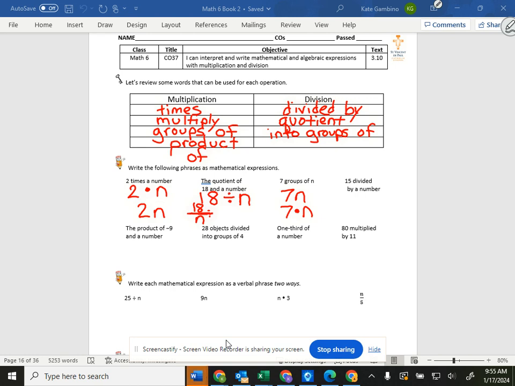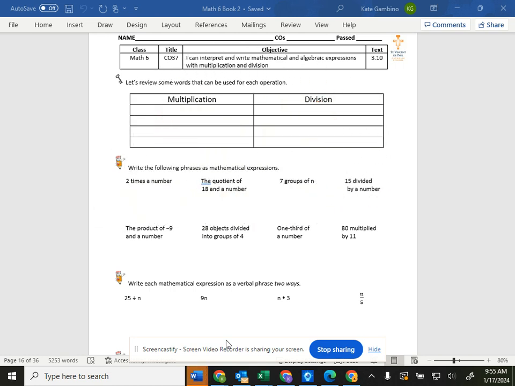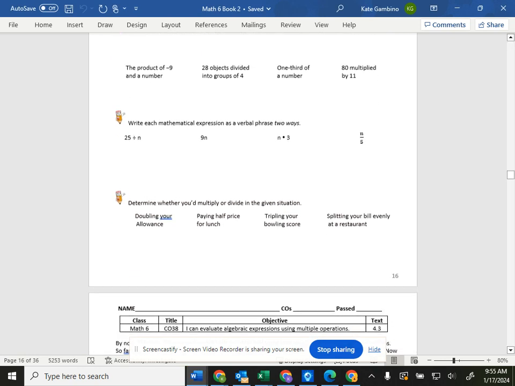Starting to get in the habit of understanding that when that multiplication symbol is not present, we just know that it means to multiply. I'm going to erase so I can scroll up. The rest of that section is your work time.